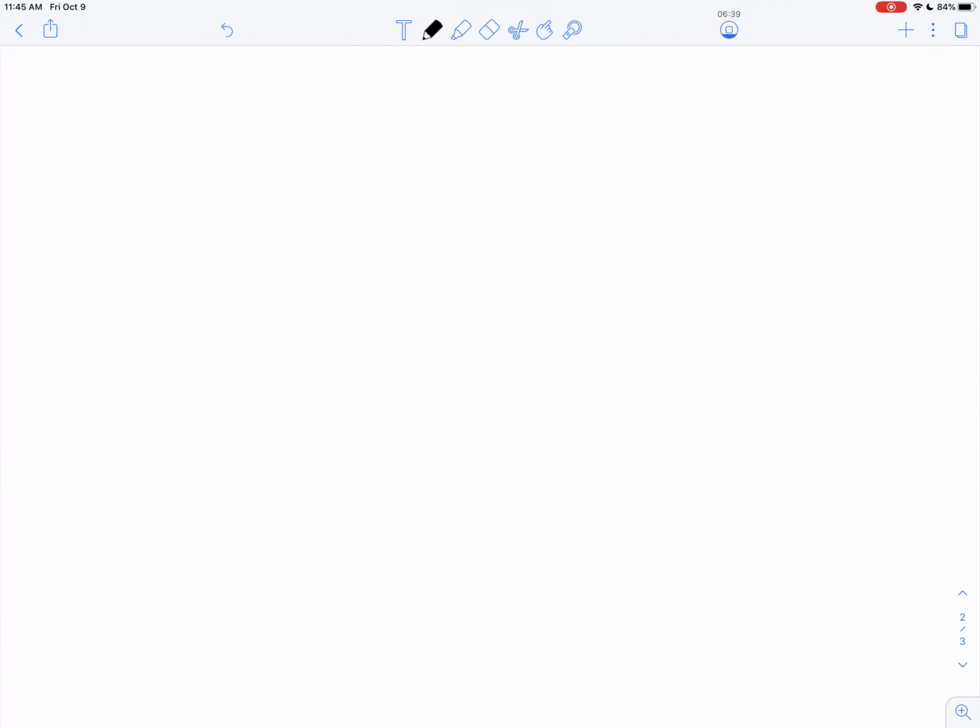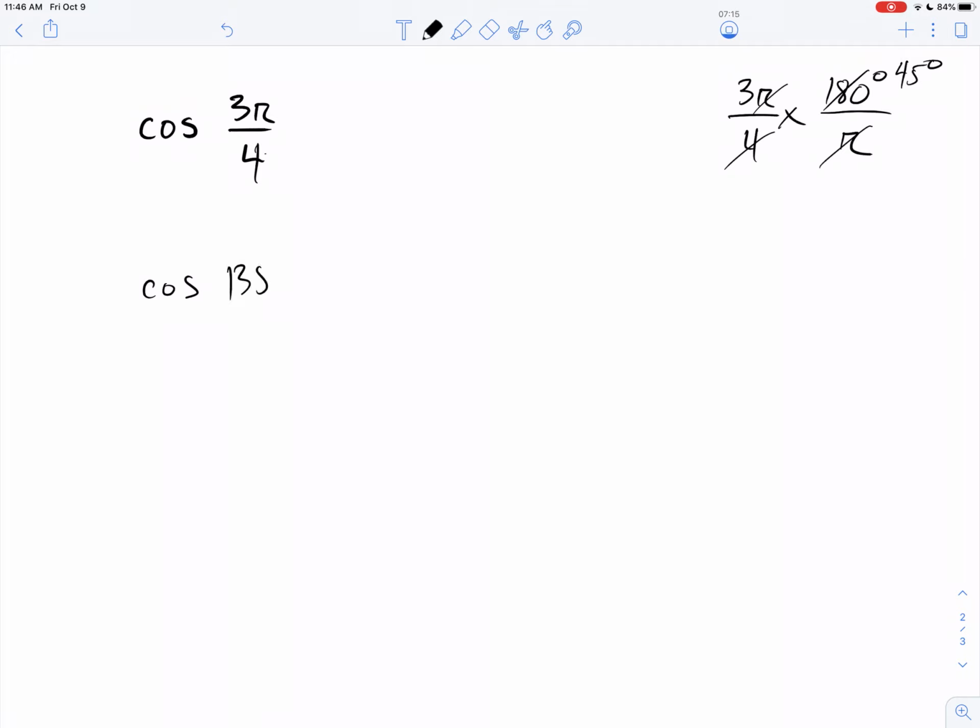Anyway, here we go. What if they asked me for the cosine of a 3 pi fourths angle? Now, 3 pi fourths is radians, and if your brain is unhappy about that, you could say, I'm going to change 3 pi fourths into degrees. You could. Eventually, what I'm hoping is that you will just find that this is going to be the same thing as the cosine of a 135 degree angle.